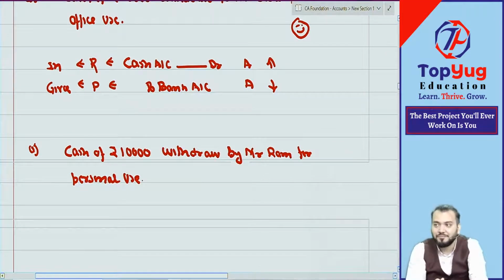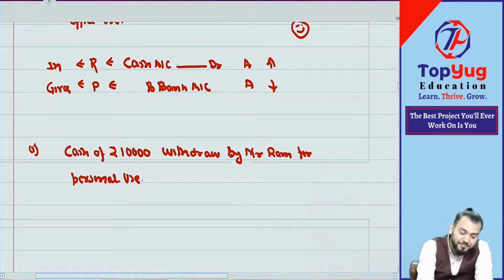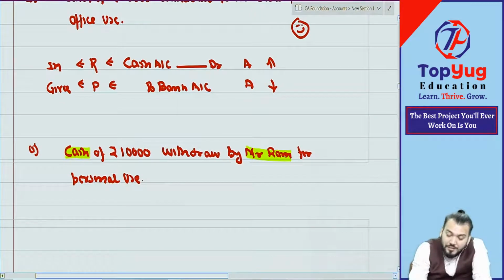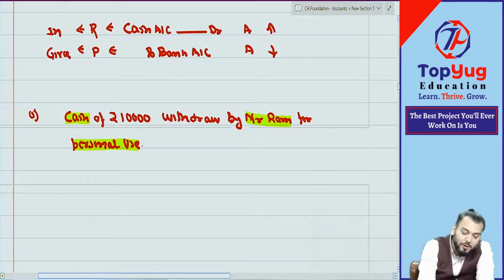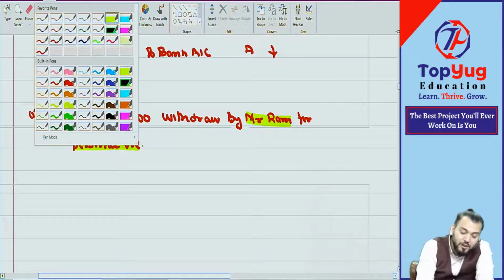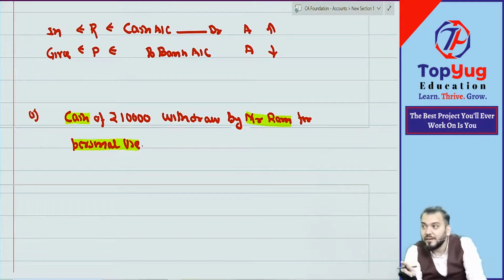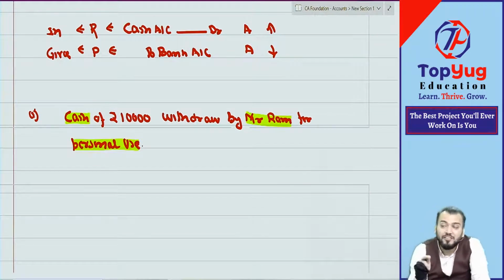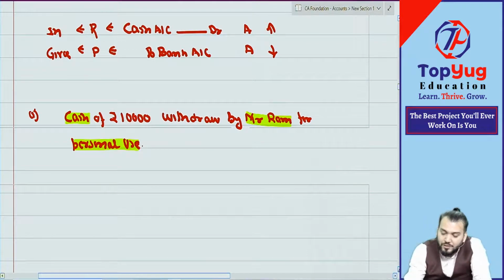There was no intention right now. So here, what are the two aspects? Here there are two aspects, cash and Mr. Ram. And Mr. Ram withdrew for which purpose? Personal use. So tell me, for Mr. Ram which account will be open? For withdrawal, which account? Capital account or drawing account? Drawing account. For withdrawal, drawing account. For introduction, capital account. There is a rule. This is a rule we need to follow. Drawing is nothing but decreasing capital. Introduction is nothing but increasing capital. Understood? So we'll open two accounts.